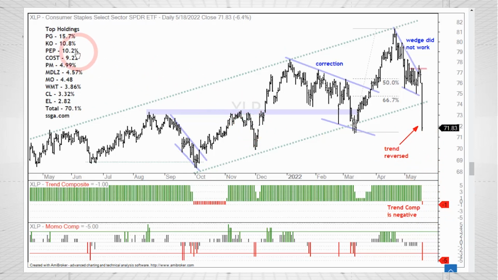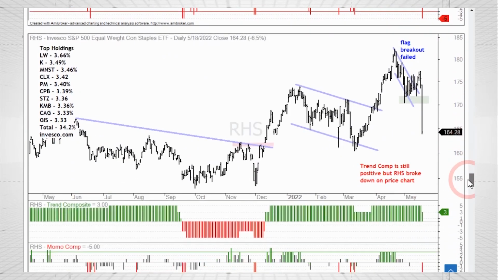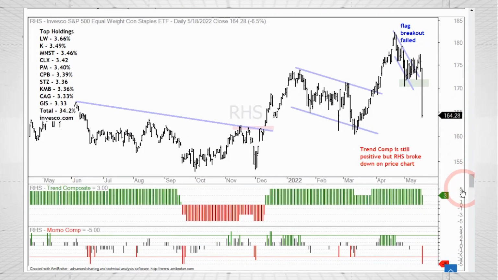And you can see over here that the top 5 components account for almost 50% of the ETF. Actually, it's the top 4 even: Procter & Gamble, Coca-Cola, PepsiCo, and Costco. And if we take out that market cap weighting and look at the equal weight Consumer Staples ETF, we can see a similar picture, a failed flag and that big decline.